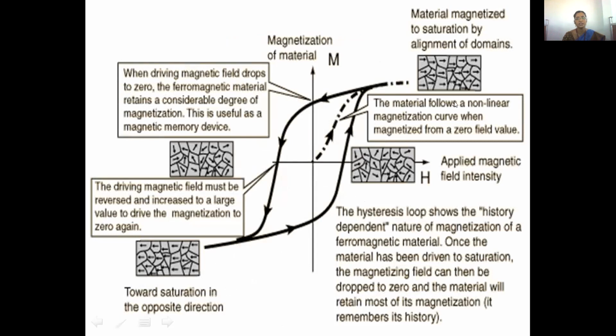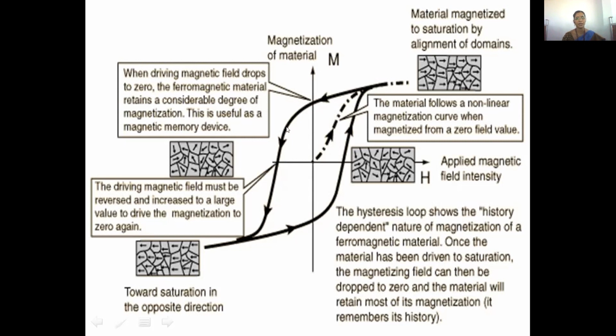The material follows a non-linear magnetization curve when magnetized from a 0 field value. Once it reaches saturation, the total alignment of domains is in the same field direction, which gives a saturation magnetization. When the driving magnetic field drops to 0, the ferromagnetic material retains a considerable degree of magnetization. This is useful as a magnetic memory device. We can use ferromagnetic material for applications in magnetic memory devices.